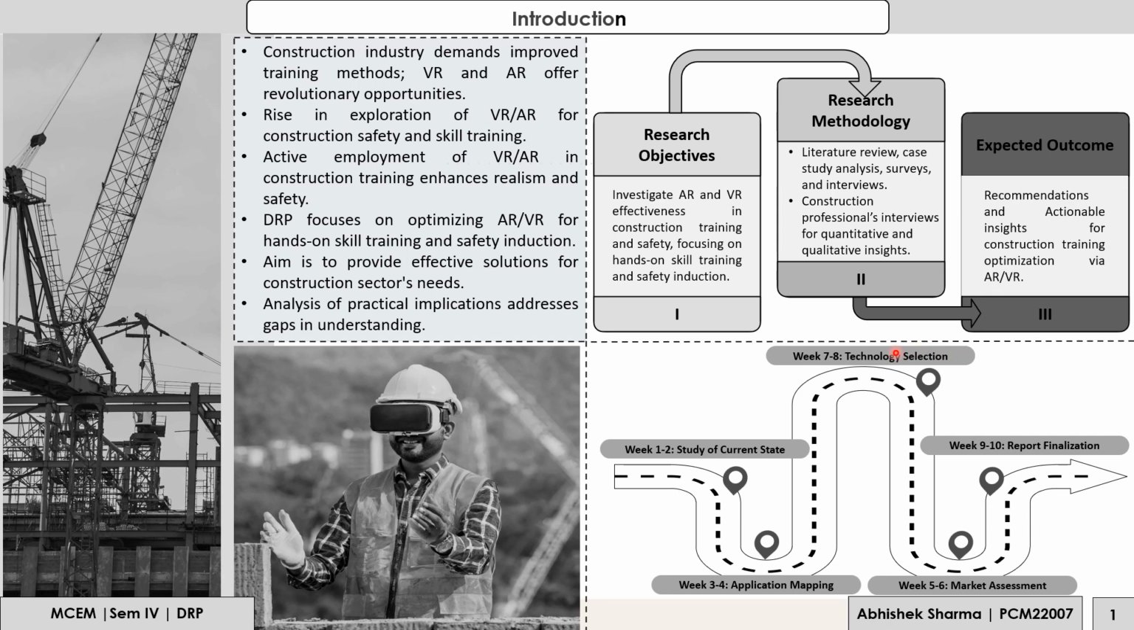This roadmap showcases the 10-week plan for the DRP. In the first 2 weeks, a study of the current state of construction is done. In the third to fourth week, application mapping of AR/VR is done. For the 5th to 6th week, a market assessment of AR/VR is done. Then technology selection is done and the final report is prepared.